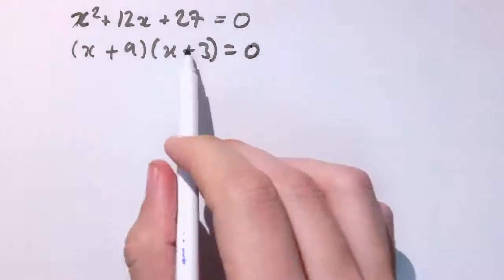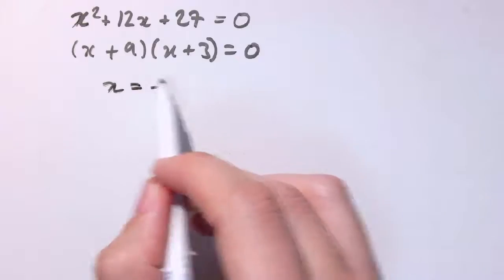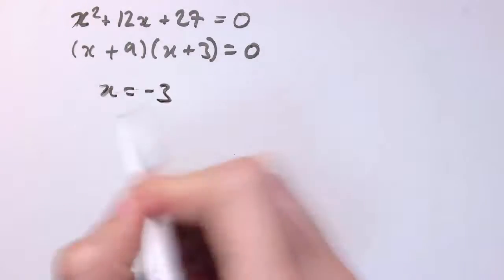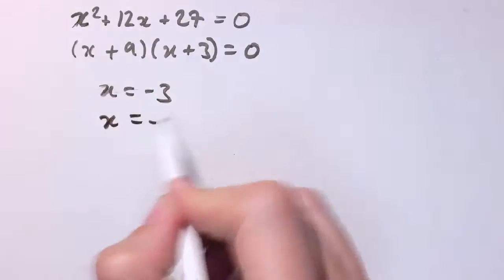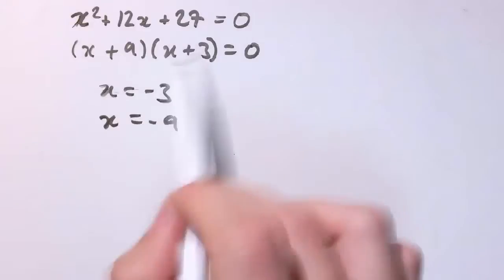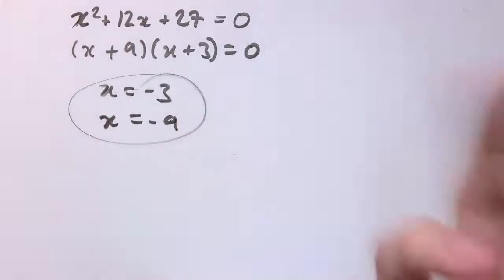because x plus 3 is a factor, that means that x equals minus 3 is a root. Because x plus 9 is a factor, x equals minus 9 is a root, because that would make this bracket 0 or this bracket 0. And there are two roots of the equation.